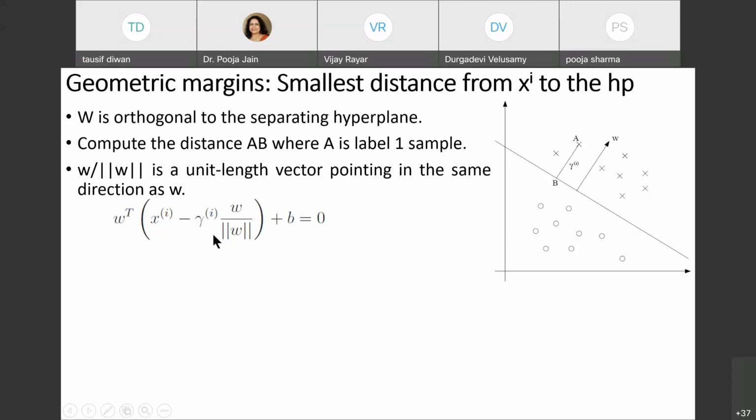So one norm of W gets cancelled out. Only one norm is remaining over here. So the expression is like this: W transpose X, and the norm of W multiplied by gamma i is there with a negative sign. This comes to the right hand side, and B is there. So the final expression for this gamma i is this: W transpose xi plus B. Gamma i multiplied by the norm of W is coming on the right hand side, and that norm of W should come in the denominator. So you get this expression. Any doubt in the calculation of this expression?